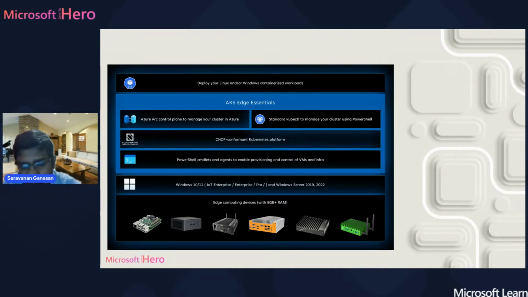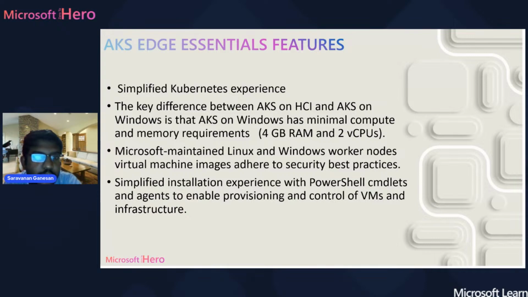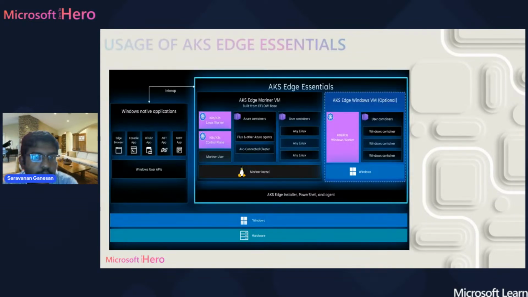And if you see, there is a key difference between AKS on HCI and AKS on Windows. AKS on Windows has minimal compute and memory requirements when compared to AKS HCI. We also have best security practices, since Microsoft maintains the Linux and Windows nodes, which have virtual machine images mirrored according to Microsoft policies, so we follow best security practices here. And we also have a simplified installation experience with PowerShell commandlets and agents to enable provisioning and control of VMs and the infrastructure as well.